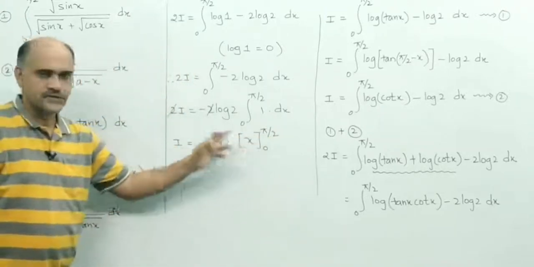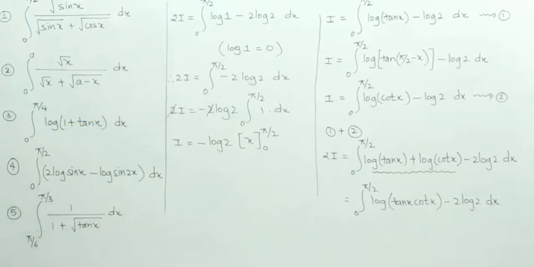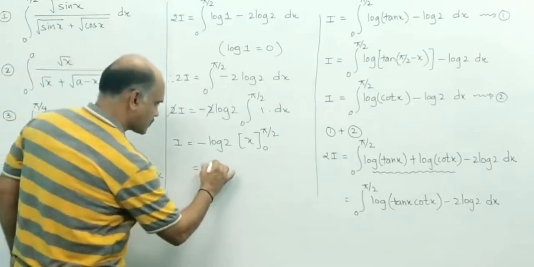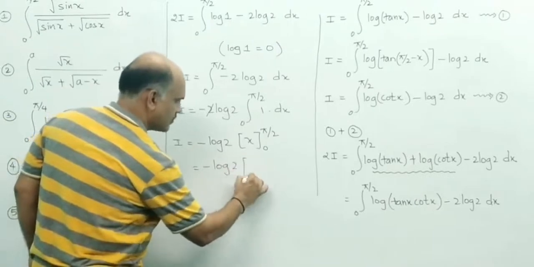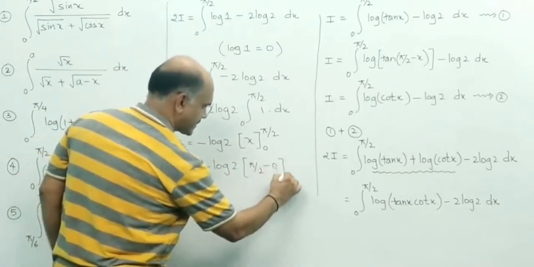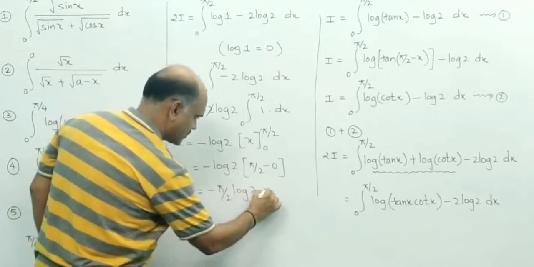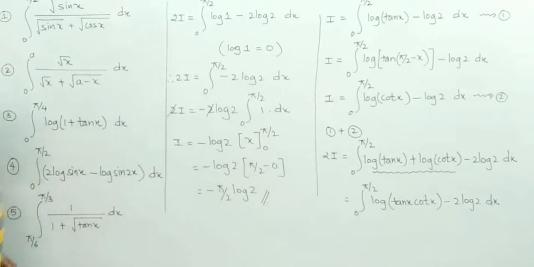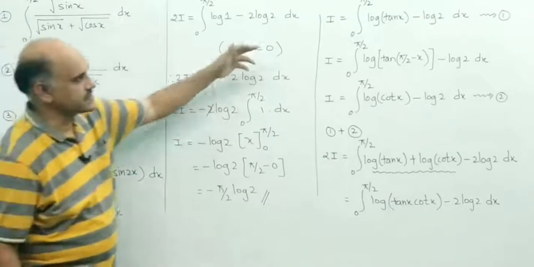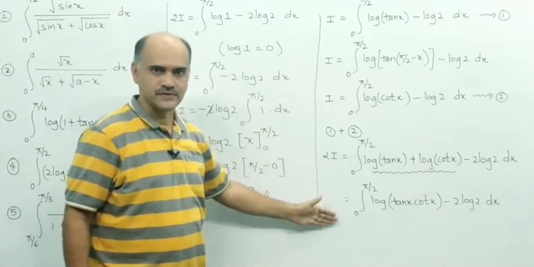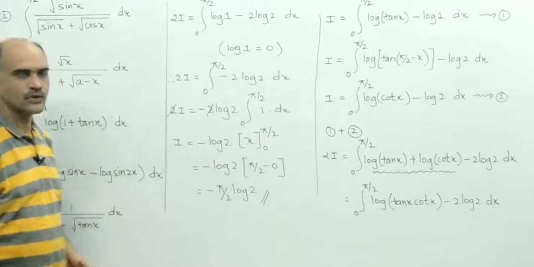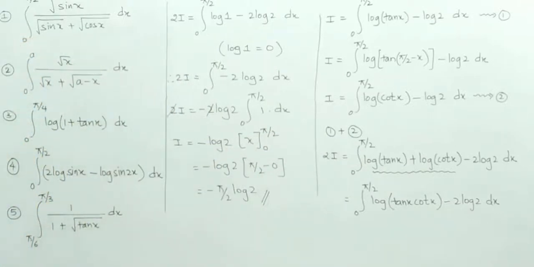Now substitute upper limit minus lower limit, you will have the answer. So minus log 2 into pi by 2 minus 0, or you can say minus pi by 2 log 2 is the answer. Clear, students? So first, if you get this simplified, it becomes easy, then you can solve as usual. Again you can note down this solution, we will go for the next one.